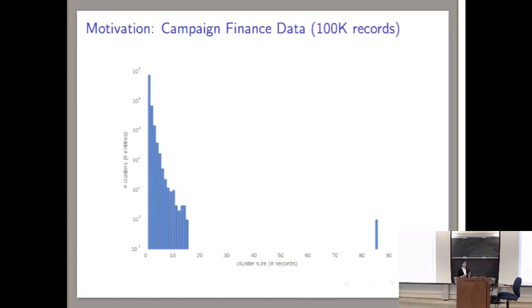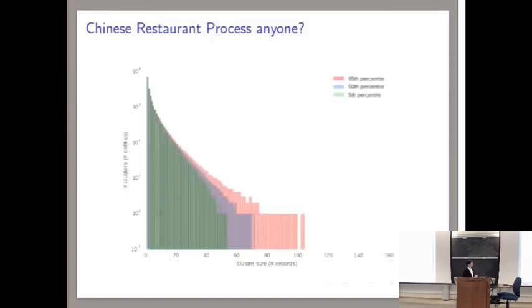As we looked at different data sets, we saw empirical distributions that were very different from one another. As we looked at things like this, it was very important for us to capture the true empirical distribution of the data. So our first thought was, okay, can the Chinese restaurant process recover this for any alpha? And the answer is no.